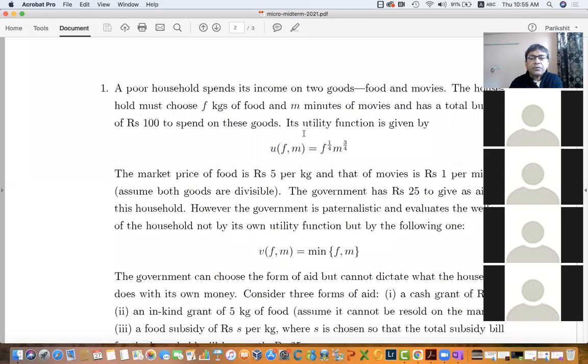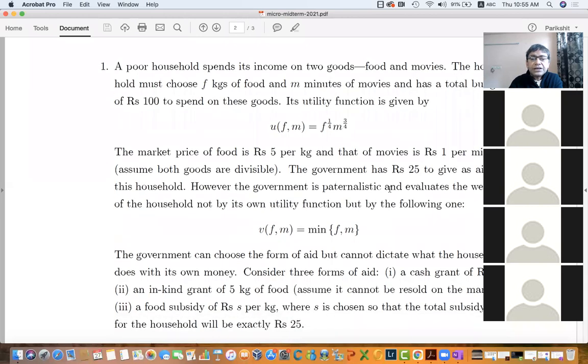Let me recap what the question says. There's a household who has this Cobb-Douglas utility function. They consume 2 things, food and movies. The government wants to give some aid to this household, right? And the government has a budget of 25 rupees to give to the household. The household's own income is, I think, 100 rupees, yes. So this 25 rupees of extra resources are going to be pumped in to help this household achieve a better standard of living in some sense.